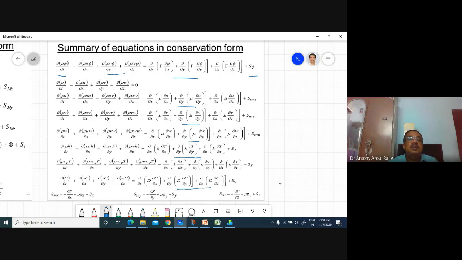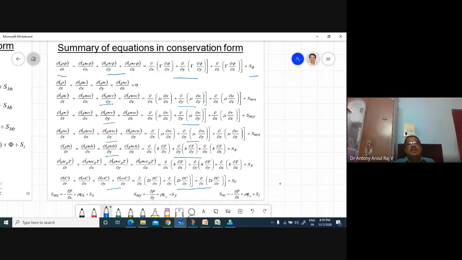Similarly, you can see convection also. This is the general convection term. Here is the convection of X momentum, convection of Y momentum, convection of Z momentum, and this is convection of energy, and convection of species. All these have the same structure. So while solving it will be very easy for you, and for writing also. Just remember this structure of the equation, and you can write all these equations very easily. That is why I am writing all these in the same form.